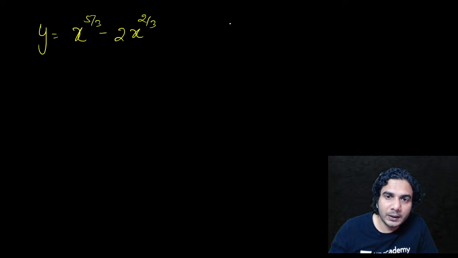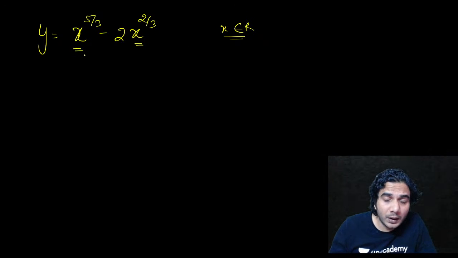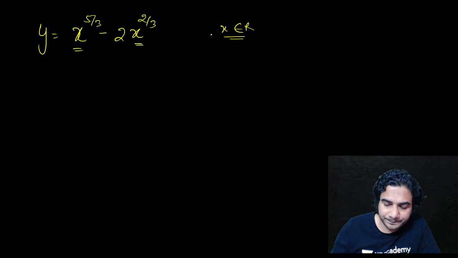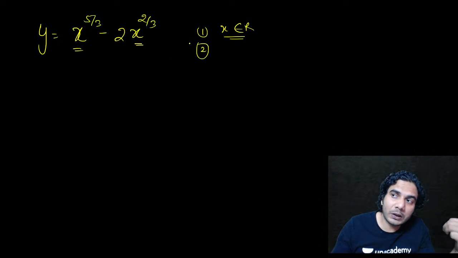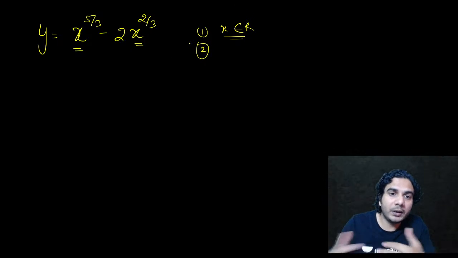The first thing is the domain. The domain is R, because this term is defined for all real values and this term is also defined for all real values, because you are taking a cube root. So the cube root is defined for all real values. Second, because the domain is R, we need to know where the graph will be at minus infinity and at plus infinity.